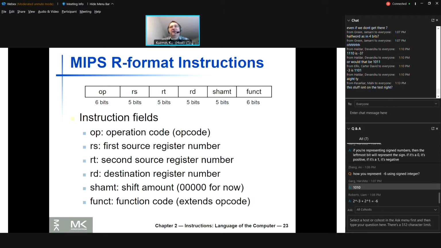Yeah, this stuff is on the test, right? Everything up to slide 61, as we discussed before. Okay.